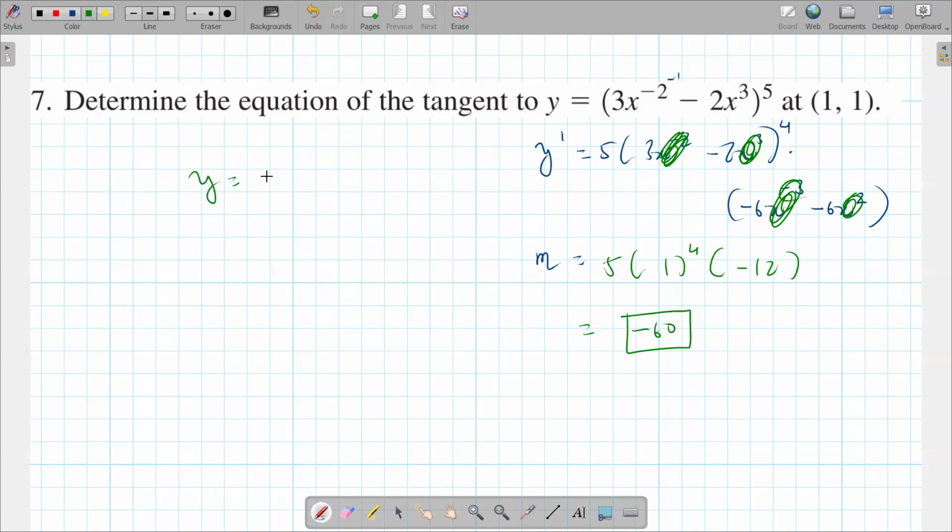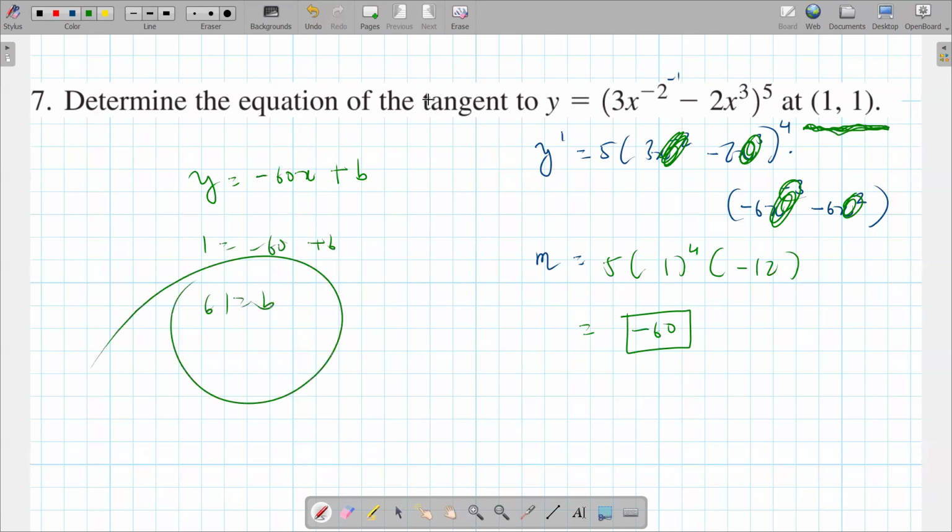So the equation of the tangent line is y equals -60x plus b. How do we find the b value? You plug in points, for y and x. You already have the x and the y value right here. So 1 equals -60 plus b, b is 61, and done.